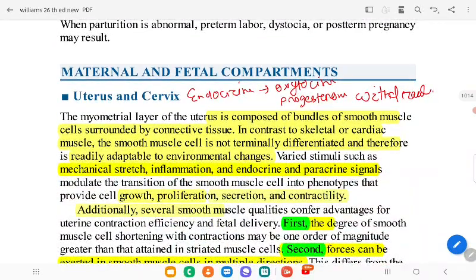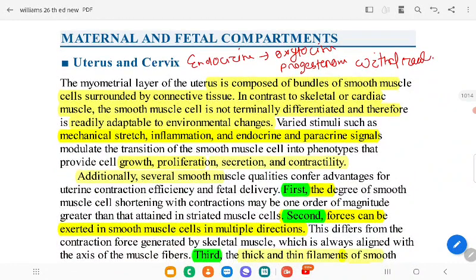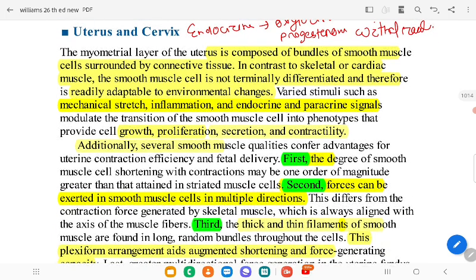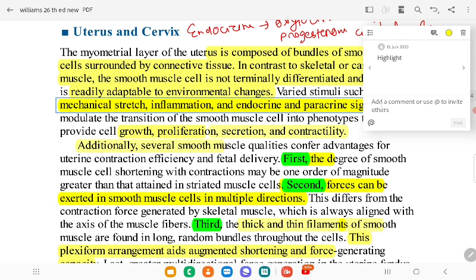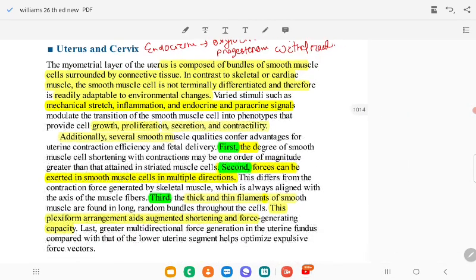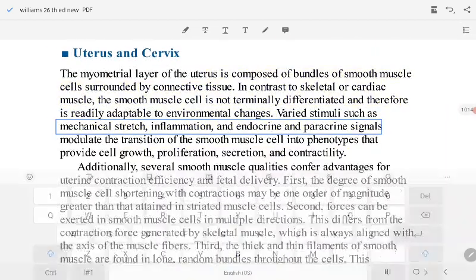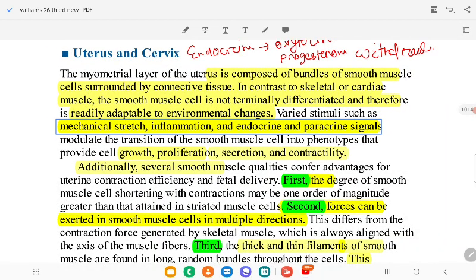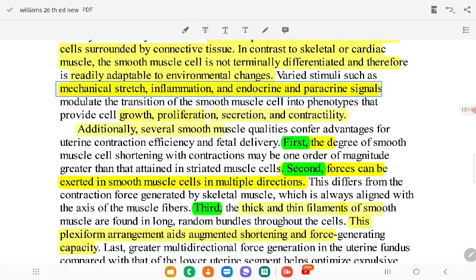First, in the maternal-fetal compartment, the uterus and cervical changes. The myometrial layer of the uterus is composed of bundles of smooth muscle cells surrounded by connective tissue. What is the difference from skeletal and cardiac muscle? The smooth muscle cells present in the uterus are not terminally differentiated, therefore readily adaptable to environmental changes. Many stimuli, such as mechanical stretch, inflammation, or endocrine or paracrine signals, will modulate the transition of these smooth muscle cells into a phenotype that provides growth, proliferation, secretion and contractility of the uterine smooth muscle cell.